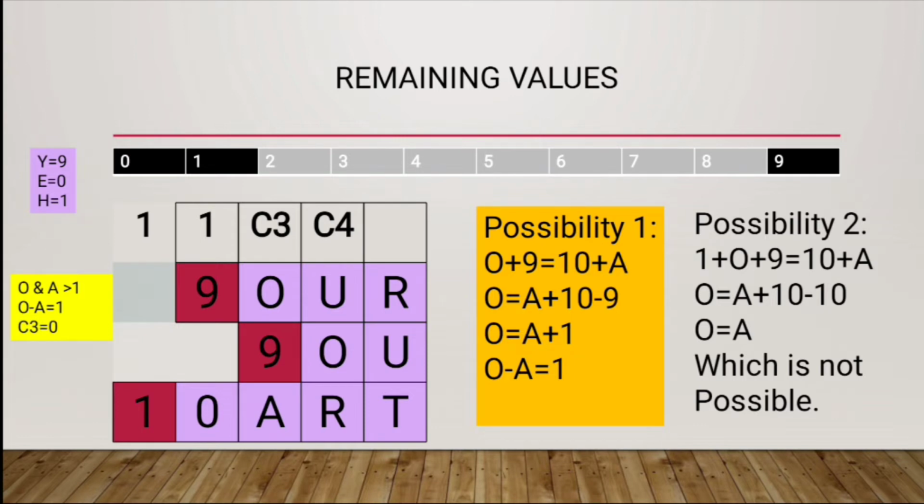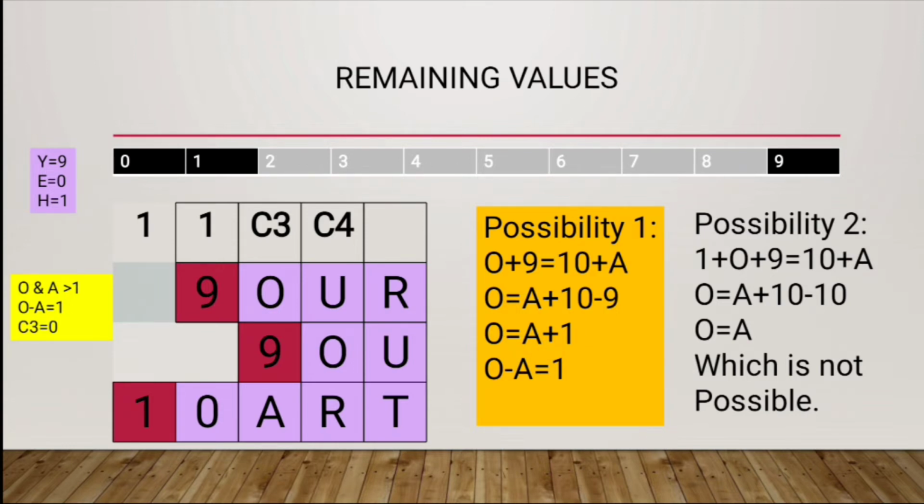What is the 1? The c3. In possibility 1, I am taking the c3 value as 0. In possibility 2, if the c3 value is 1, then 1 plus o plus 9 is equal to 10 plus a. So o is equal to a plus 10 minus 10, because I am bringing this 10 to the other side. So 10 and 10 get cancelled, which implies that o is equal to a, which is not possible, because our constraint is that if I assign a value to o, I cannot give the same value to a. So possibility 1 alone will be possible.